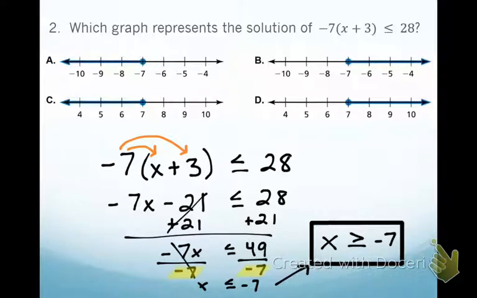As you can see, all of these are closed circles. Now we see our answer is a -7, which means it could be this one or that one. But as you can see, all solutions are greater than. Remember, whenever it's greater than, it's going to the right. So the correct answer is B. Very good job for those of you who got B.